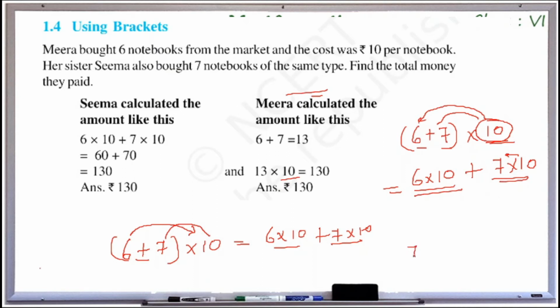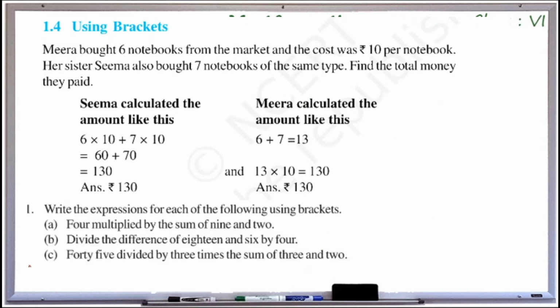For example, 7 into 8 plus 3: I can write it as 7 into 8 plus 7 into 3. Both are the same. And look at this cluster of questions, we have to express using brackets. So the first question: 4 multiplied by the sum of 9 and 2.